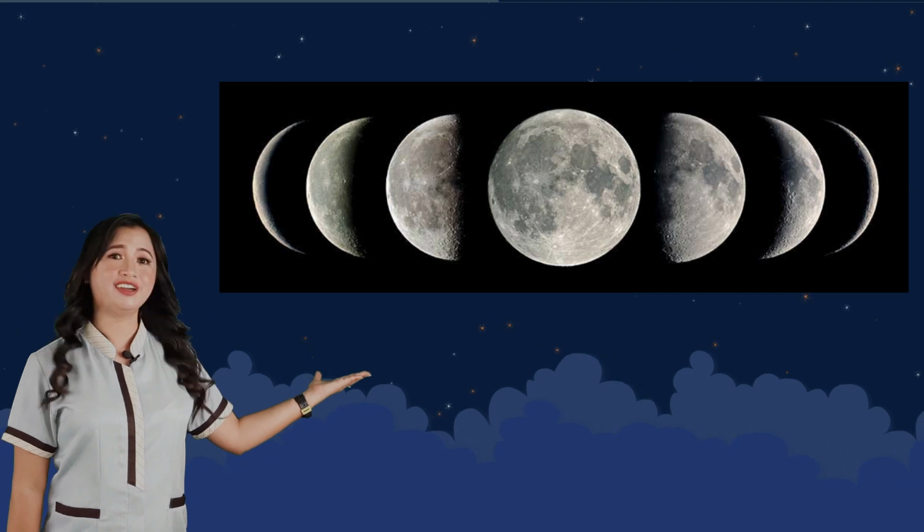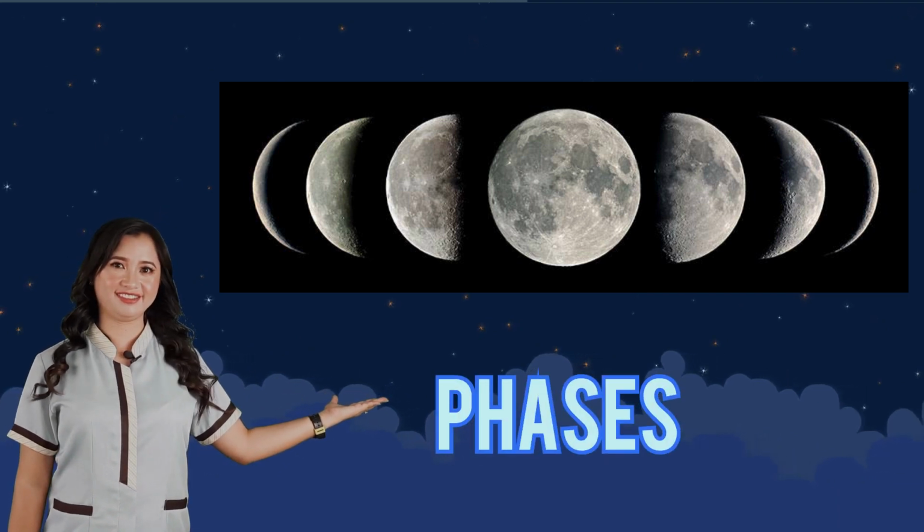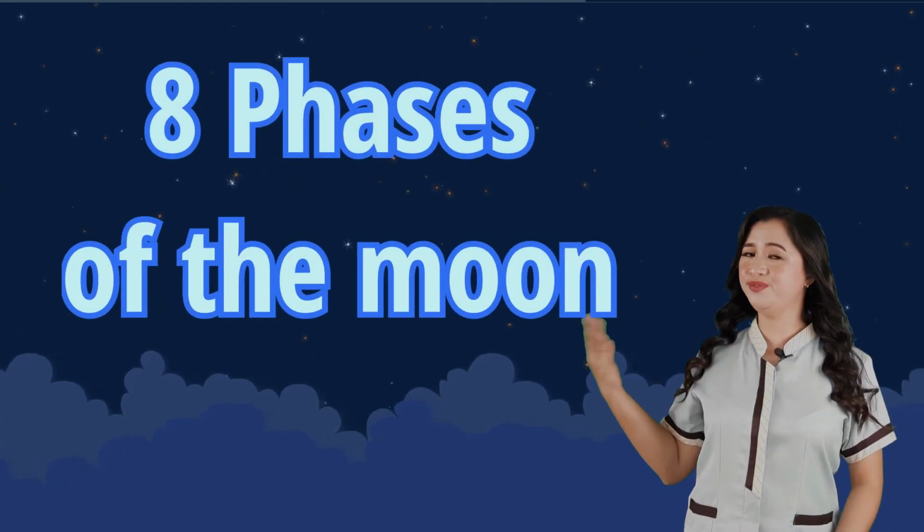For example, when the moon appears like a complete circle, then the entire moon is being illuminated by the sun. Another example is, if only half of the moon is being illuminated by the sun, then you will see a half circle only. These different shapes of the moon are called phases. Let us know more about the phases of the moon.